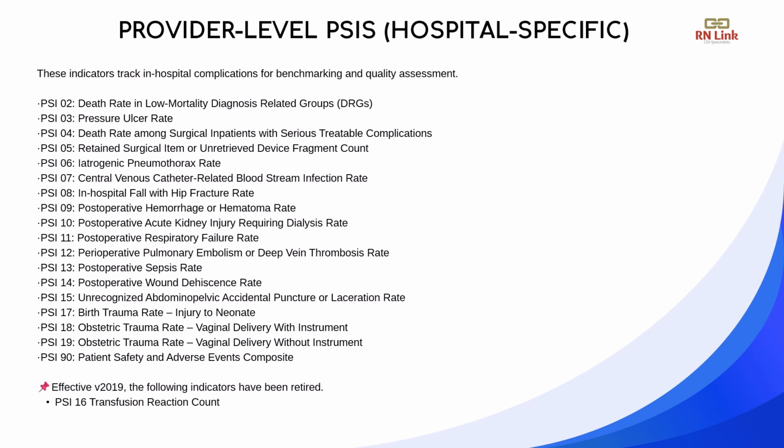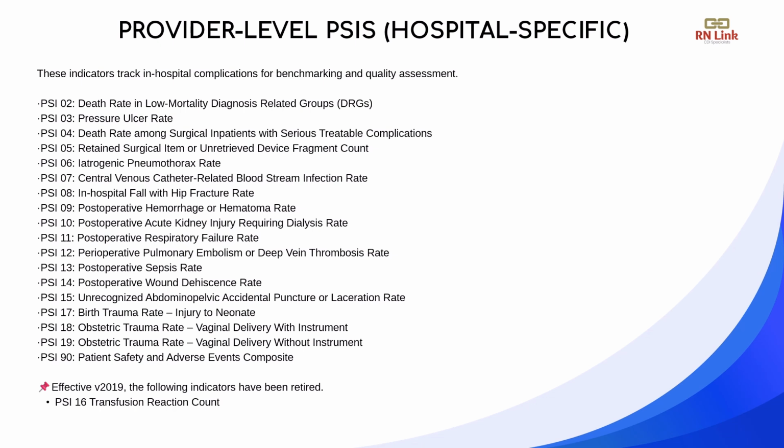Provider-level PSI, hospital-specific. These indicators track in-hospital complications for benchmarking and quality assessment. PSI 02, death rate in low-mortality diagnosis-related groups, DRGs. PSI 03, pressure ulcer rate. PSI 04, death rate among surgical inpatients with serious treatable complications. PSI 05, retained surgical item or unretrieved device fragment count.